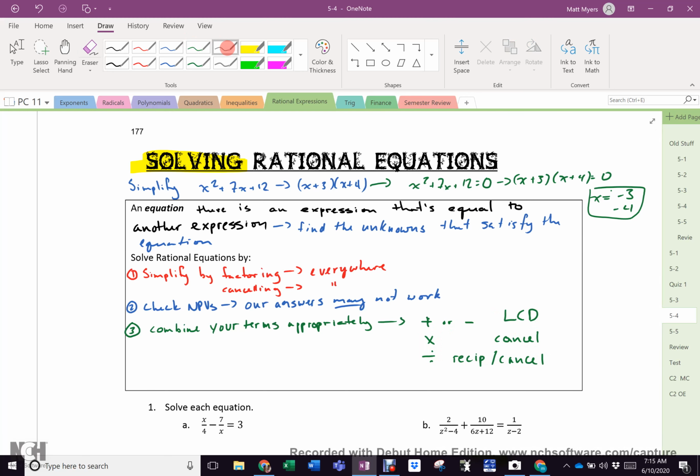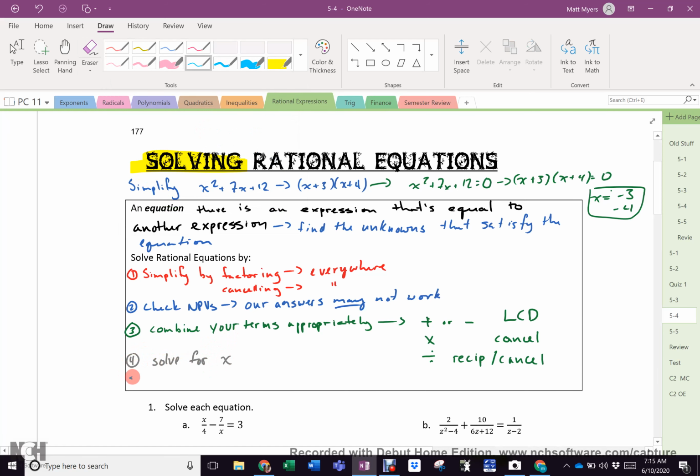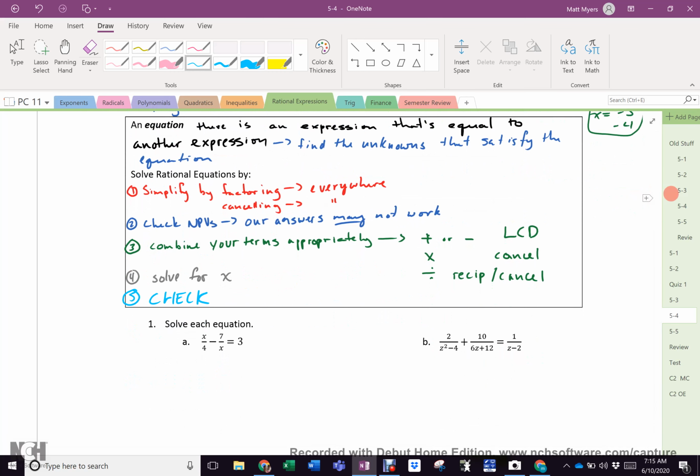And finally, solve for x. Solve for x, or solve fox. And then lastly, check. It takes 2 seconds. Alright, so here we go. It's not hard. You'll be able to do it.